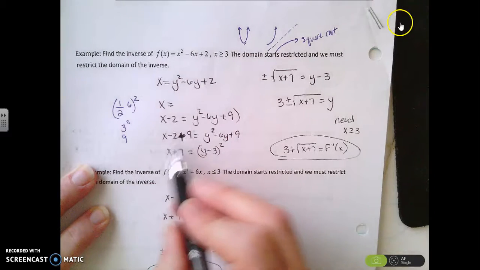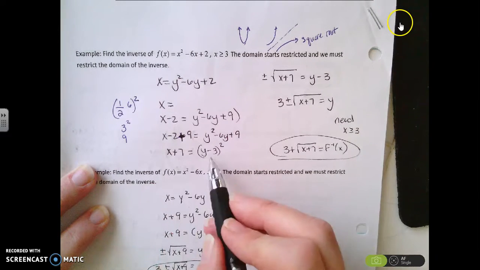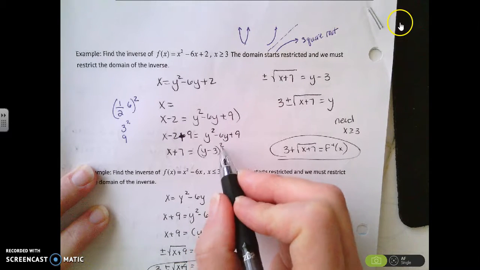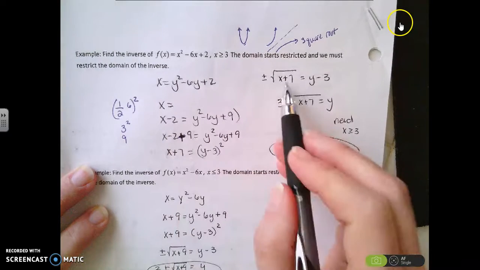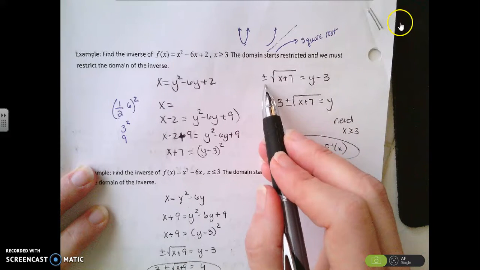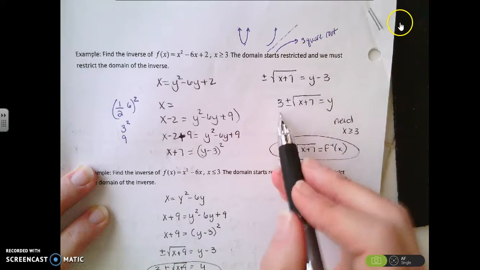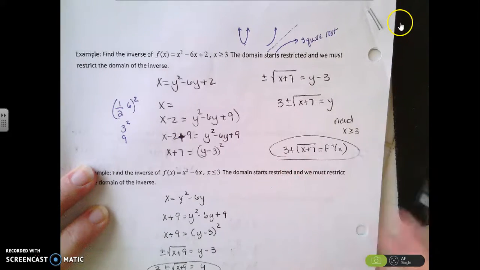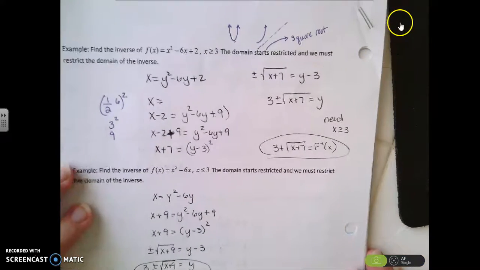So now this reduces to x plus 7. And this is a trinomial squared, so it ends up with y minus 3 squared. So to solve this, I'm going to square root both sides. When I square root both sides, I end up with this. Don't forget the plus or minus. And then I'm going to move that 3 over, so I get 3 plus or minus the square root of x plus 7. So here's where it comes in.